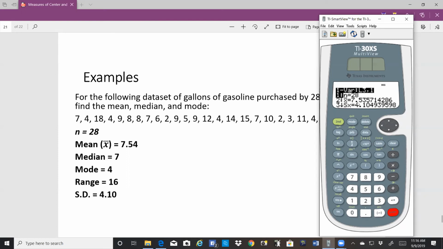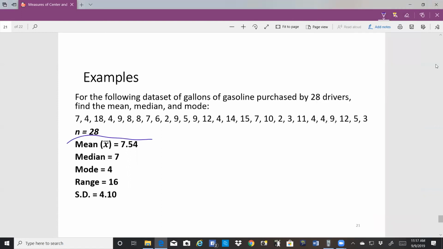The mean is 7.5357, and the standard deviation is 4.10. So now we have all the data points. The mean is 7.54. You recall the median had been 7, and the mode was 4, and the range was 16, and the standard deviation is 4.10.